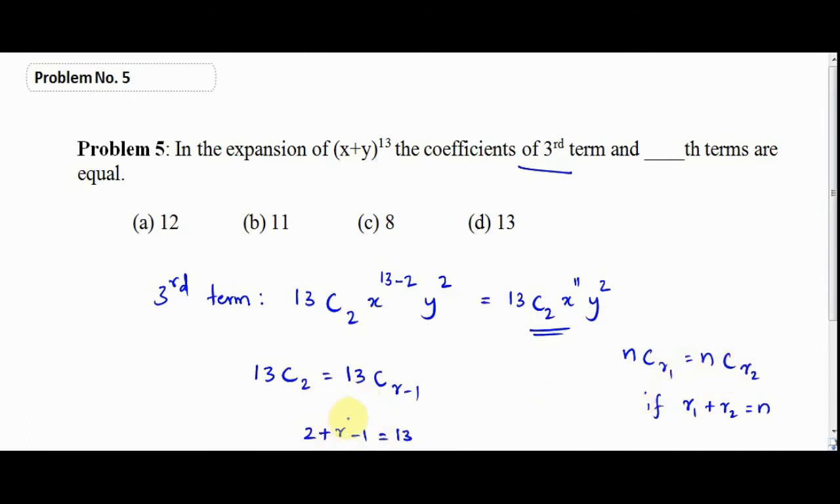If you simplify this, we will get the value of r. If we take the constant terms to the right hand side, on the left hand side we get r, and 2 minus 1, that is plus 1, when you take that to the right side becomes minus, so 13 minus 1 will be 12. So the 12th term will have a coefficient equal to that of the third term. So the answer is given by option A, that is 12.